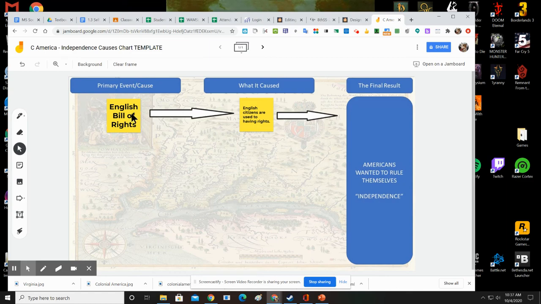The English Bill of Rights led to, that's what the arrow is, or caused the English citizens to be used to having rights. And that is going to lead them to want to rule themselves and establish their own rights as their own citizens.